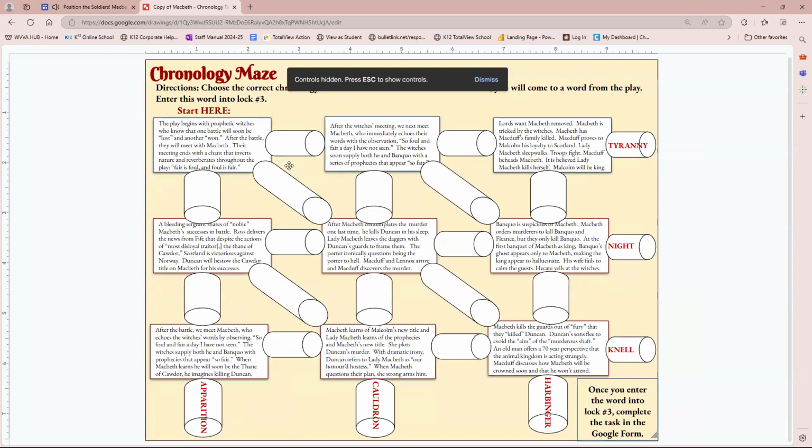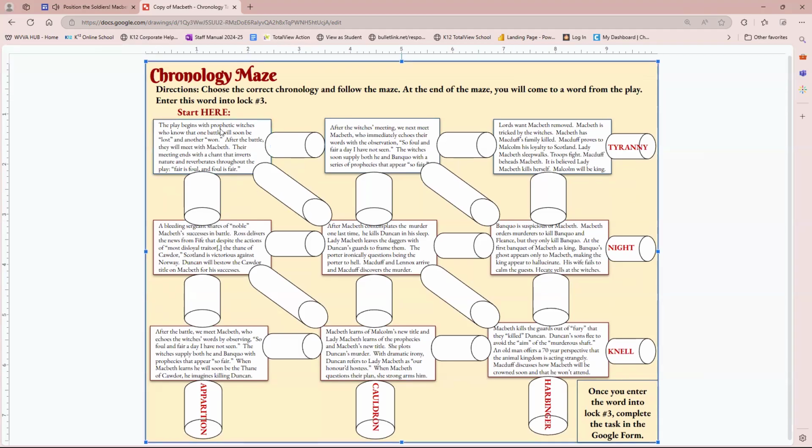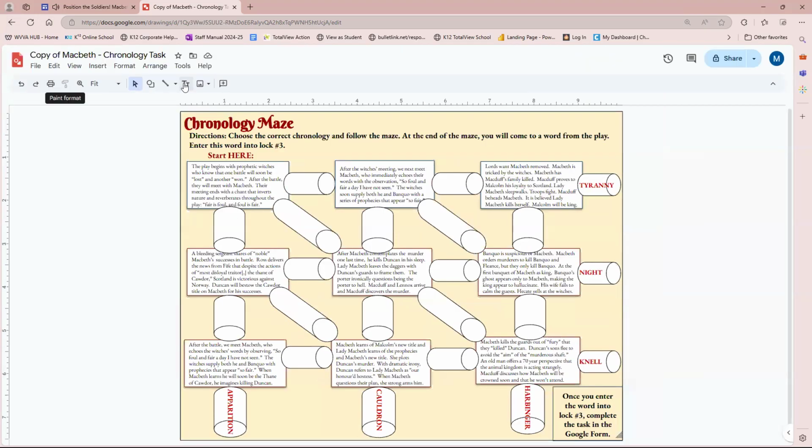Right, the play begins with the witches, right? So we've got to decide, do we go down, diagonal, or across? So what is next? After the witches meeting, we next meet Macbeth. No, there's a scene before that, so it can't be that. After Macbeth compliments the murder, it can't be that one, so it has to be this one. Let's see. So we're going to go down.